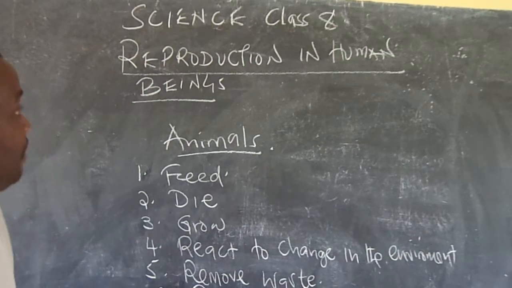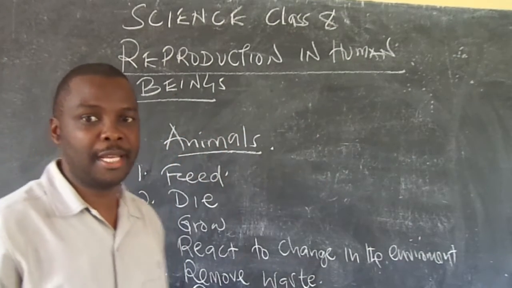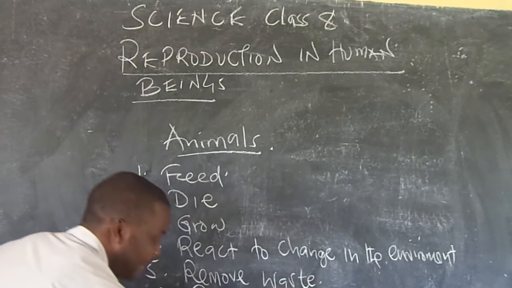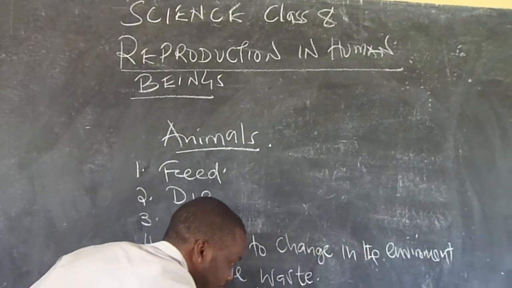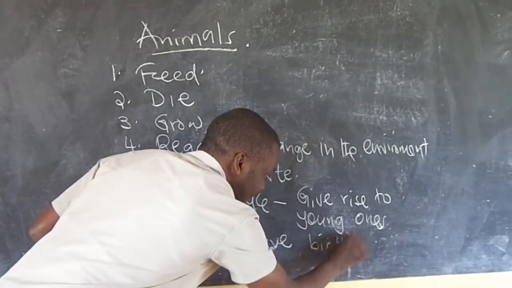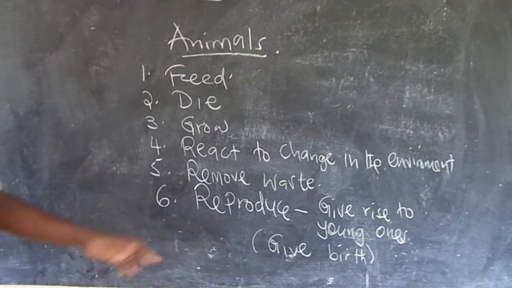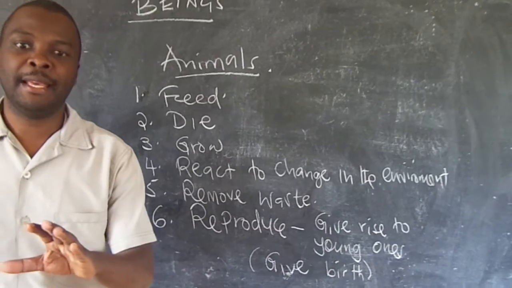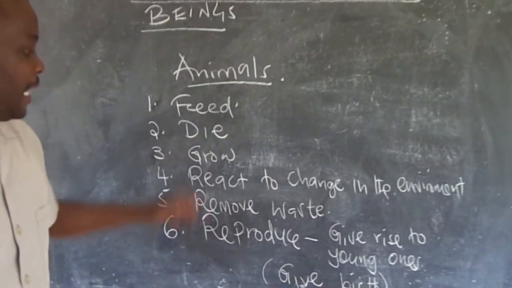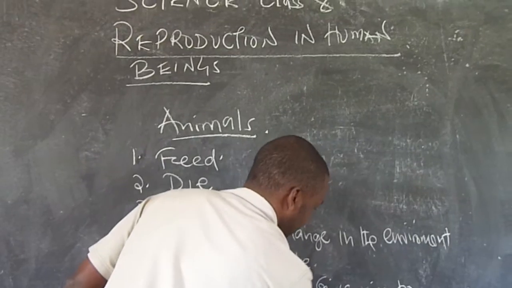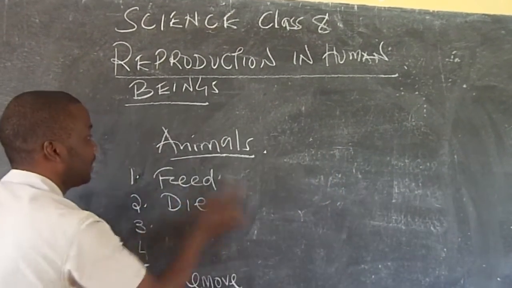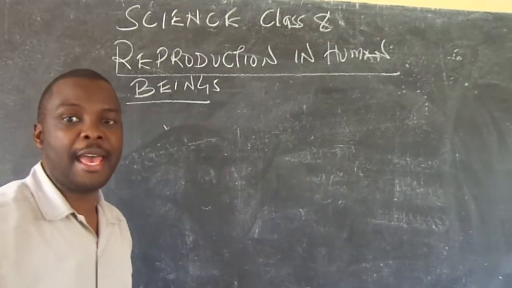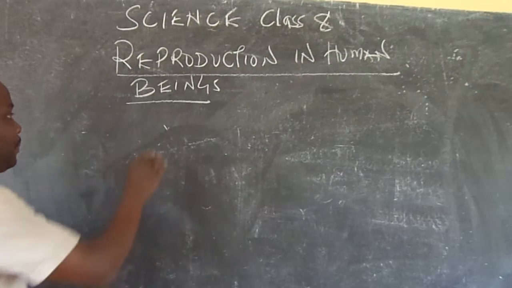But when I move to human beings, which is our key topic today, the way they reproduce, you'll find that they give birth. They do not lay eggs. And this is one of the characteristics of mammals, apart from the spiny anteaters and the duck-billed platypus. So let's look at how these animals reproduce. And these animals that we are talking about, they are the human beings.